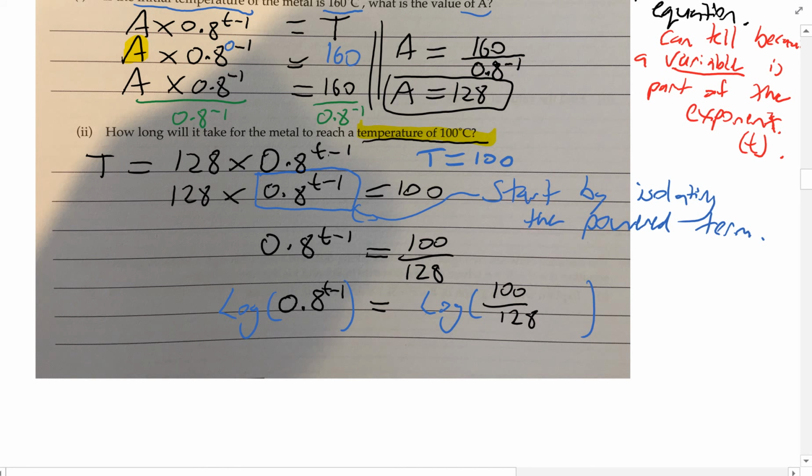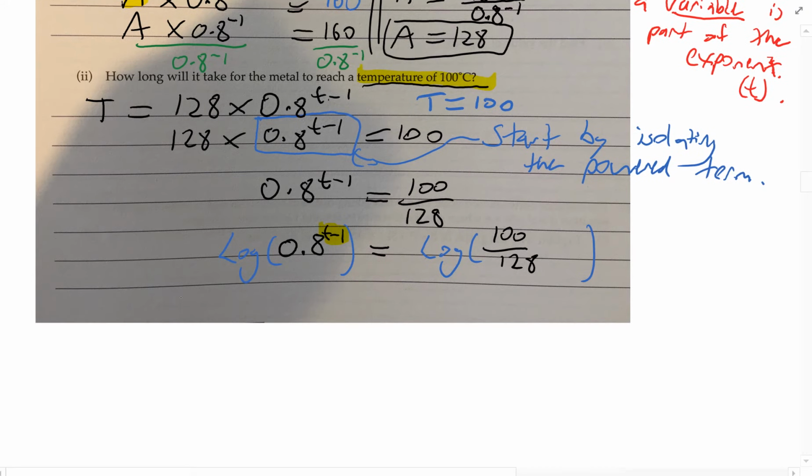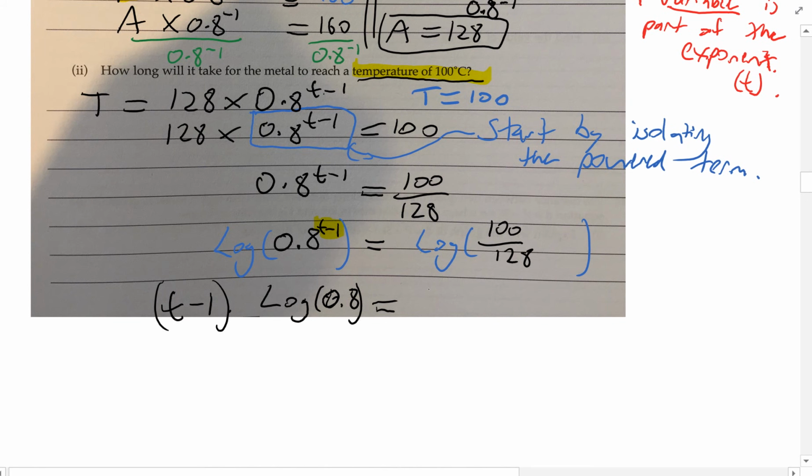Okay, what can I do now? Well, I know that this can be rewritten as t minus 1 times log of 0.8, can't it? And that's the step you always have to do. It's a step you have to memorize. That property of logs.